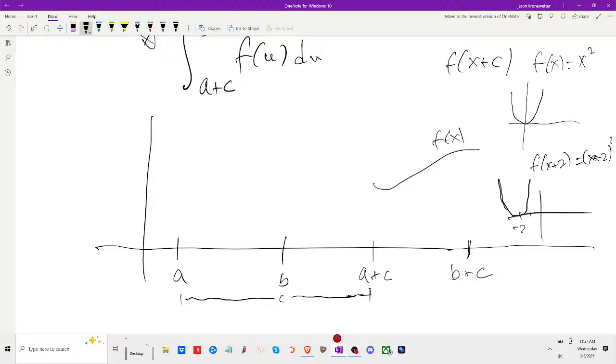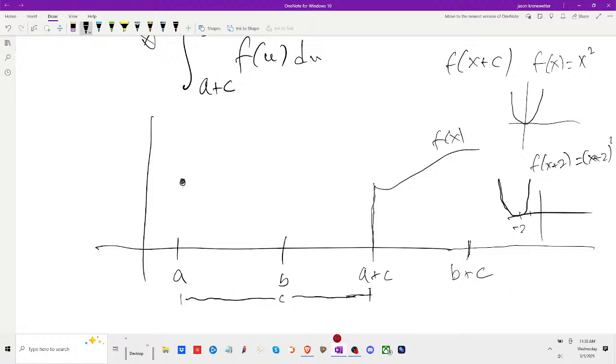That's just a quick example to show you that when you add inside the function, it moves the function to the left. So when I plug a plus c into f of x, I'm going to get this point, right? And so over here at a, if I want that same point, it's going to have to give me a plus c. So what do I have to have there?